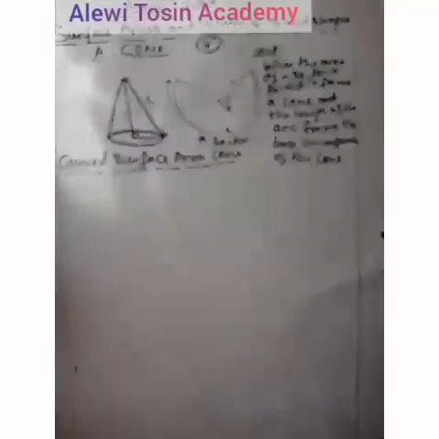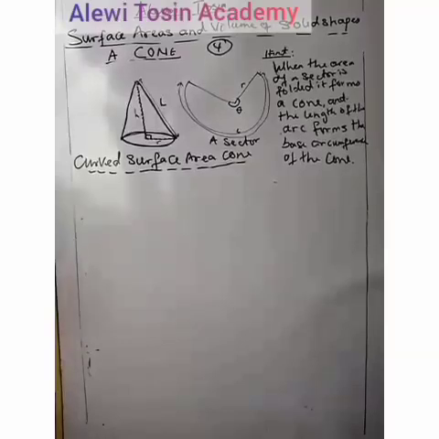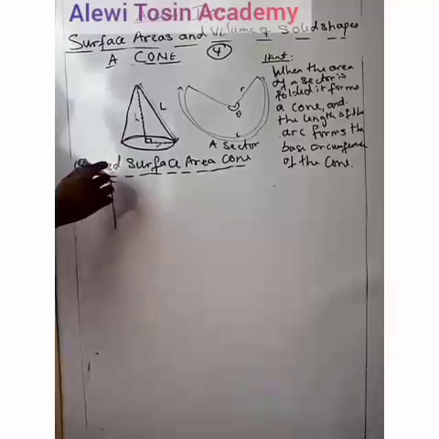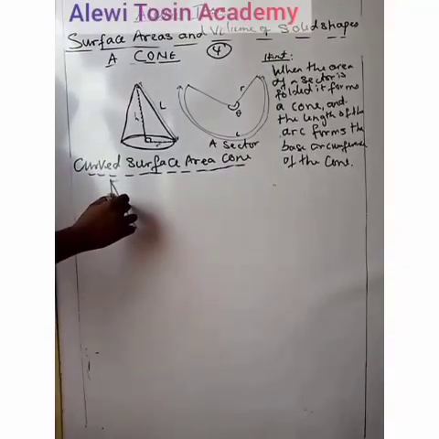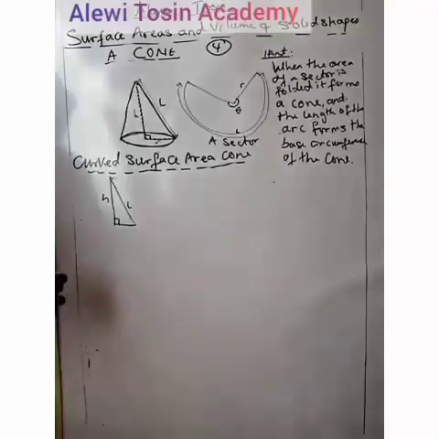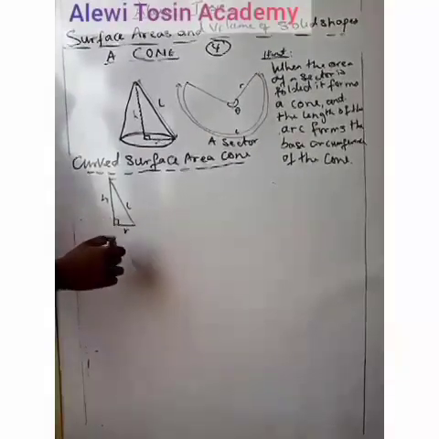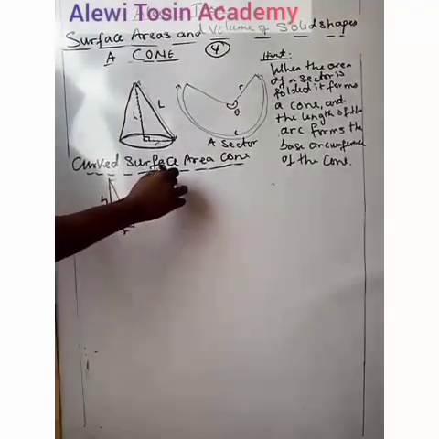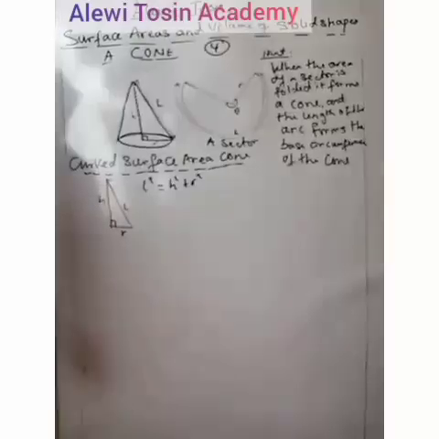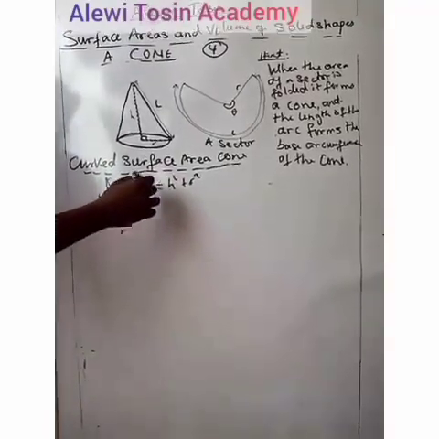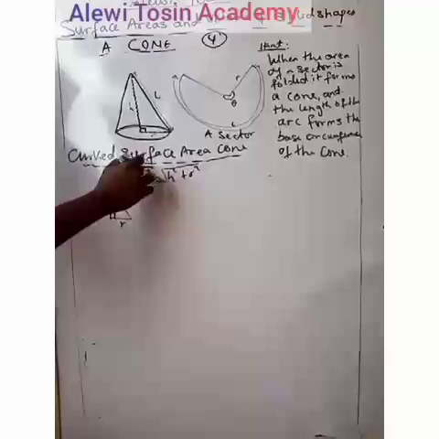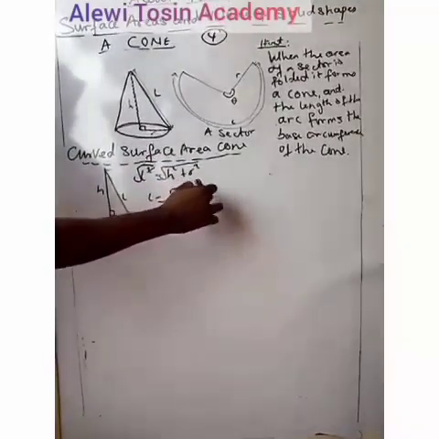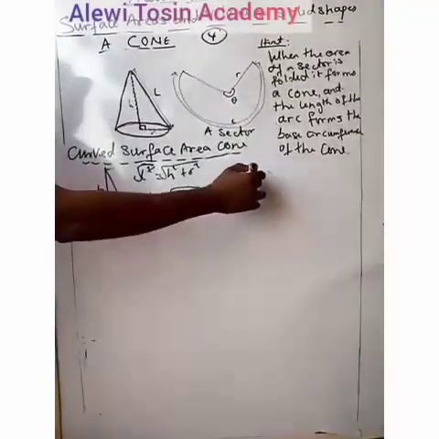Now, getting our curved surface area as pi R L, we can also, alternatively, consider this triangle. We have a right angle triangle there, of which this is our hypotenuse, this is the adjacent, and let's take this as the opposite. Using Pythagoras theorem, we can say that L square is equal to H square plus R square. Taking the root of both sides, the root cancels the square, so L equals the root of H square plus R square. Let's call this equation 2.